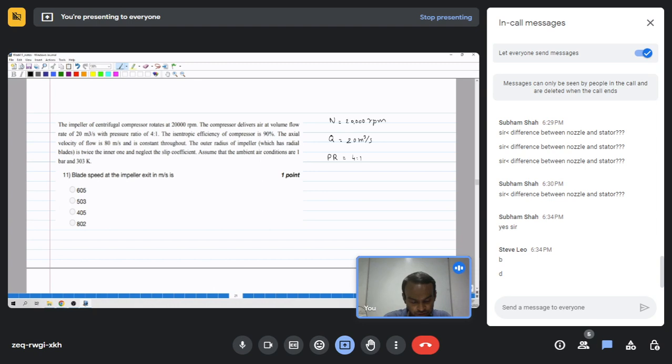The isentropic efficiency of the compressor is 90%. Eta C is 0.9. The axial velocity of the flow is 80 meter per second. So CA1 is equal to 80 meter per second, and it is constant. The outer radius of the impeller, which has radial blades, is twice the inner one, and neglect the slip coefficient. Assume that the ambient air conditions are 1 bar and 303 Kelvin. First is to find the blade speed at the impeller exit.